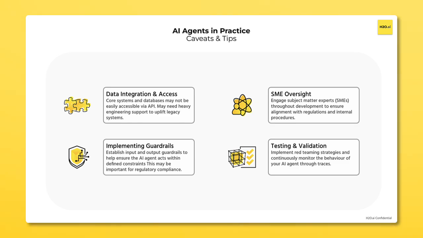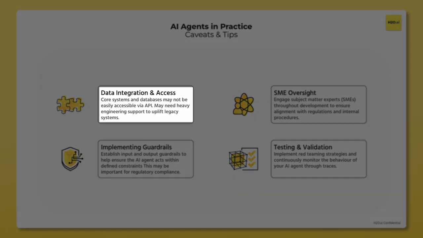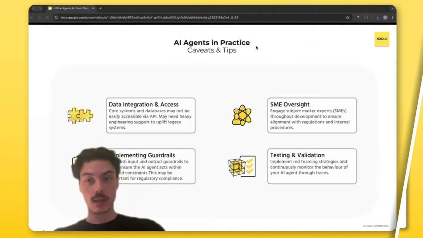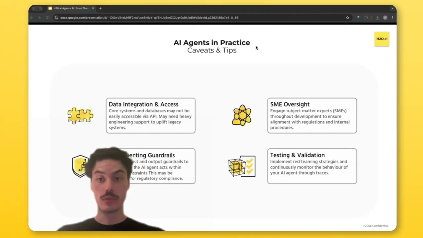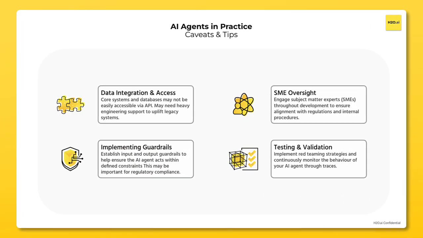So the first being around data integration and access. A lot of the time, AI agents in industry rely on access to core company systems and databases. So this could be customer relationship management systems, for example. Without identifying which tools you'll need exactly and investing in engineering support upfront, it's going to be really difficult to reap the rewards of your AI agent's use case. So again, making sure that those data integration and accesses are all set up before really trying to implement AI agents seriously.